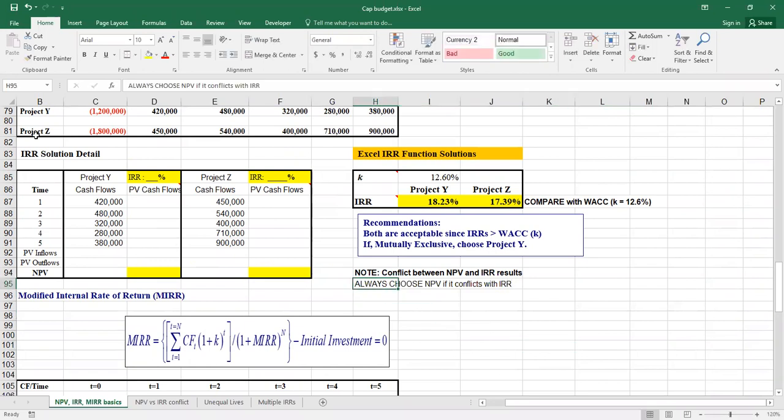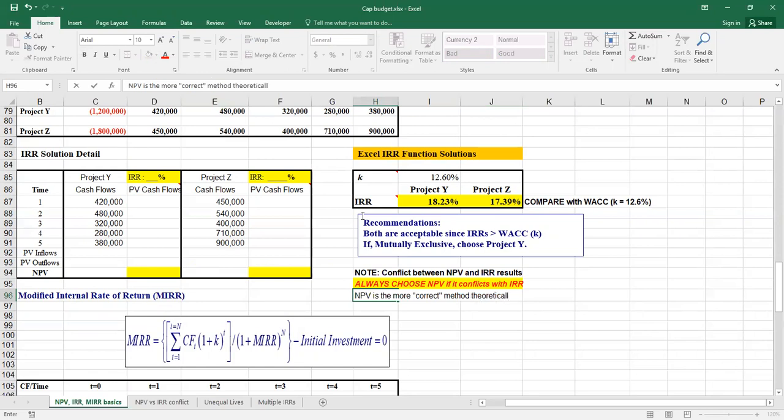Always. Laging pipiliin si NPV pag may conflict siya with IRR. Okay? Okay, bakit kaya? Kasi theoretically, NPV is the more, sabi natin, correct method, theoretically.